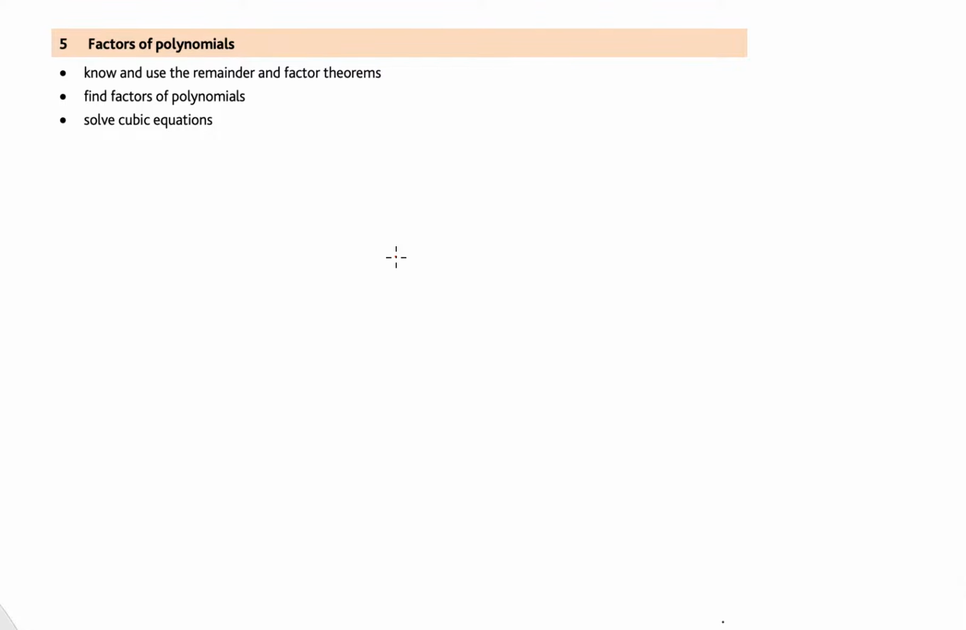Okay, so I just want to quickly go over Chapter 5 of the Cambridge Exam Board Additional IGCSE Maths, and this is everything you need to know. So as you can see, I've copied and pasted this from the specification from the website. Chapter 5, Factors of Polynomials, there's only 3 things you need to know.